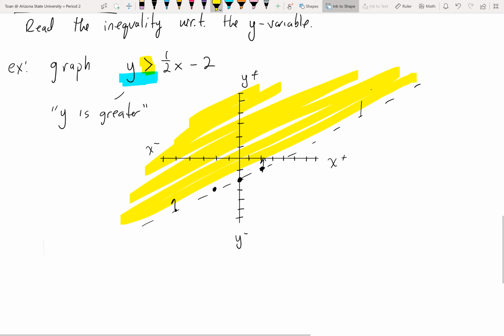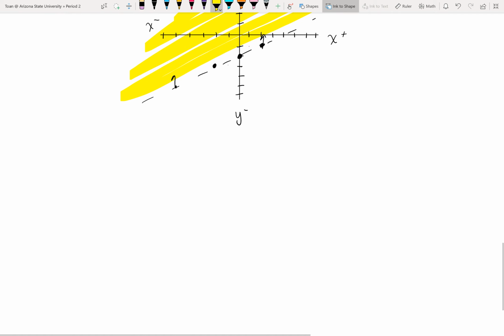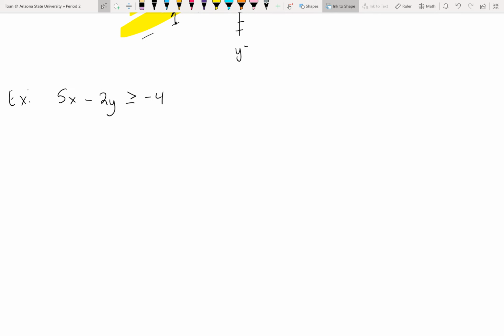I have 2 more examples prepared. We can do 3 more if we need to. Let's do this example here. Let's say 5x minus 2y is greater than or equal to -4. Oh no, it's in standard form. Well, what did we do yesterday when we had problems in standard form? Change it to slope-intercept form. Just solve it for y. That's it. So if I give you a problem in standard form, don't freak out.